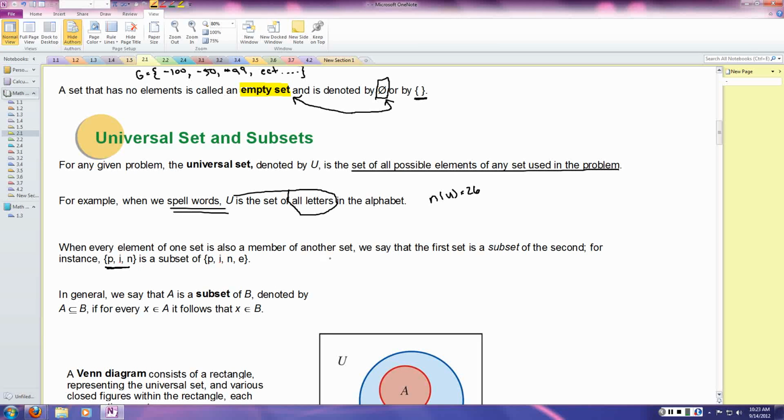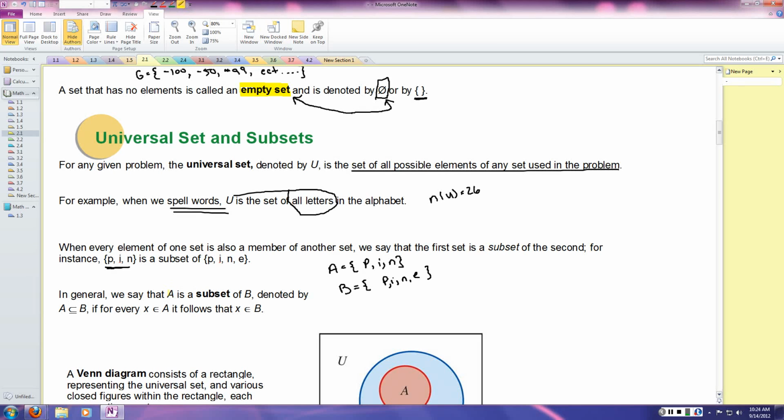Now I might look at the subset being the elements that spell pen. So I could say something like A is a set of letters in pen. So P is in there, I is in there, and N is in there. B being the elements that make up the word pine.